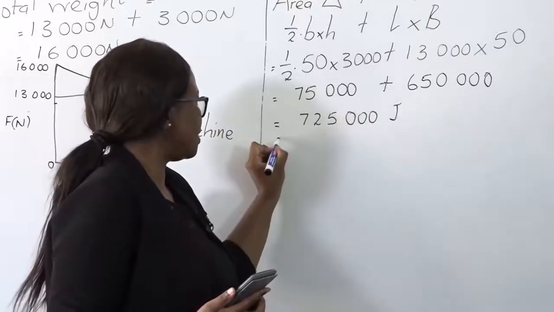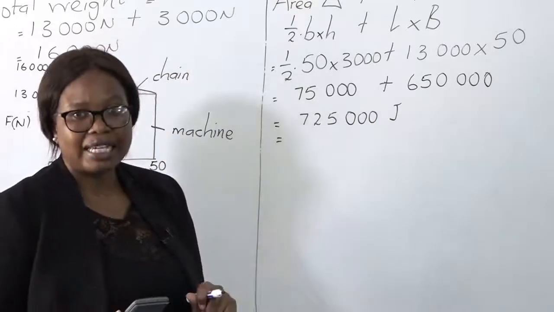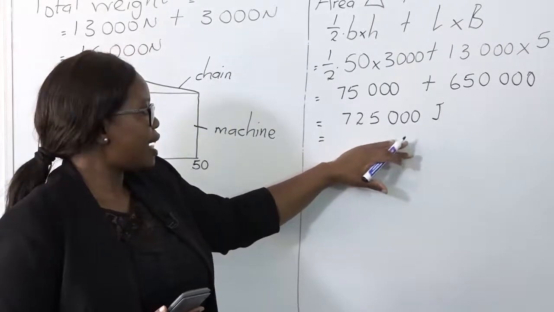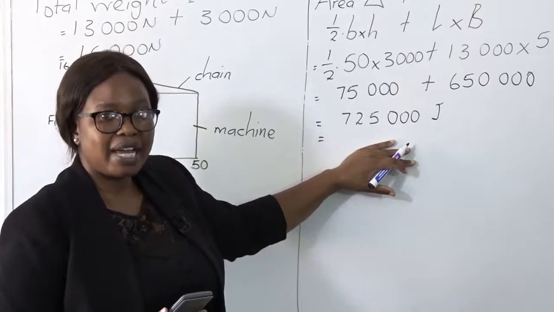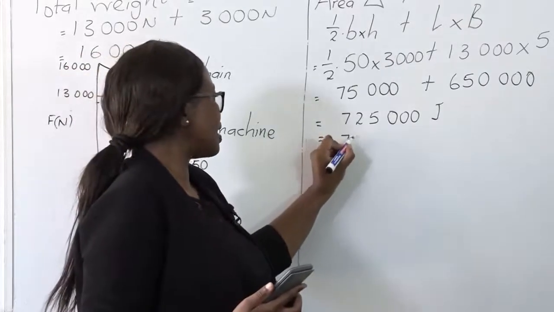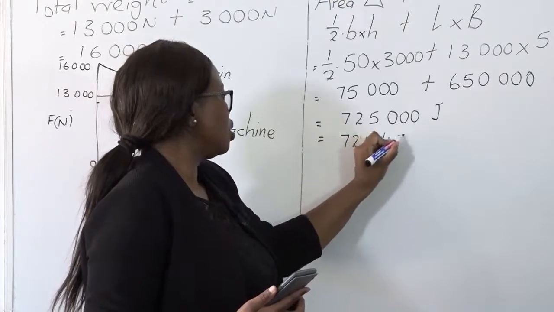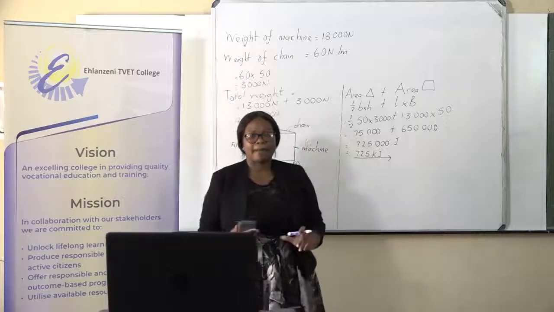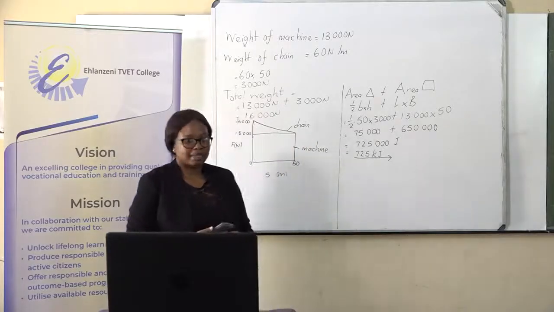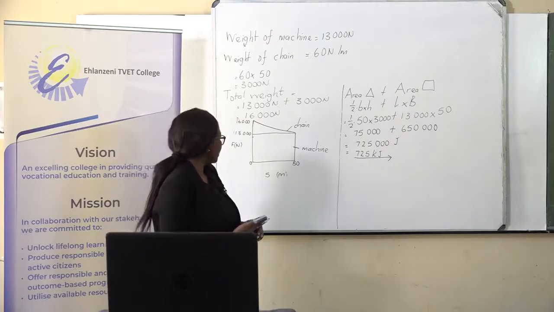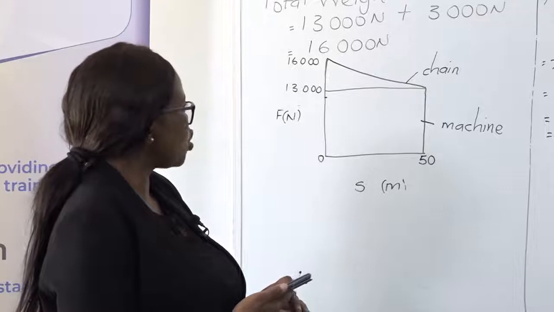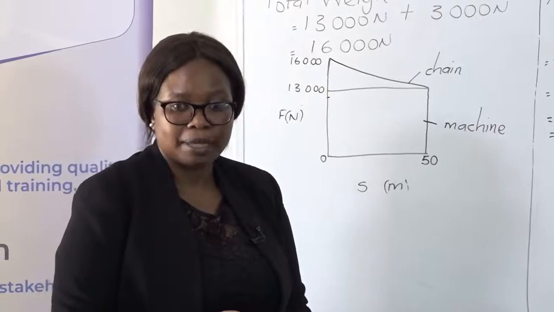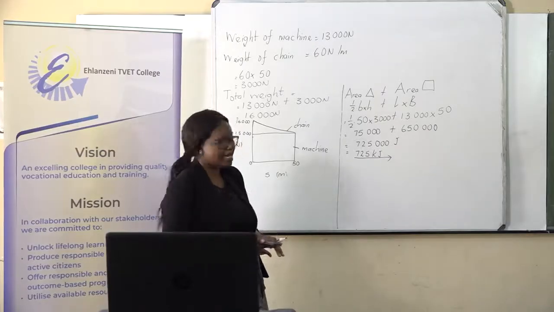If you are given a question which says, give your answer in kilojoules, then we are going to divide by 1,000. 725,000 divided by 1,000, then we get 725 kilojoules. This is our total work done. Whilst we are there on the total work done, you need to make sure that you check that all the figures that I'm talking about are applying on my graph before you proceed. Then after this one, now we are going to proceed to the next question.